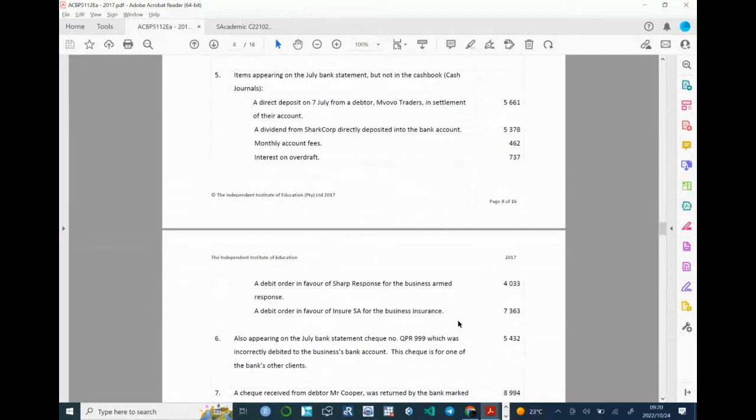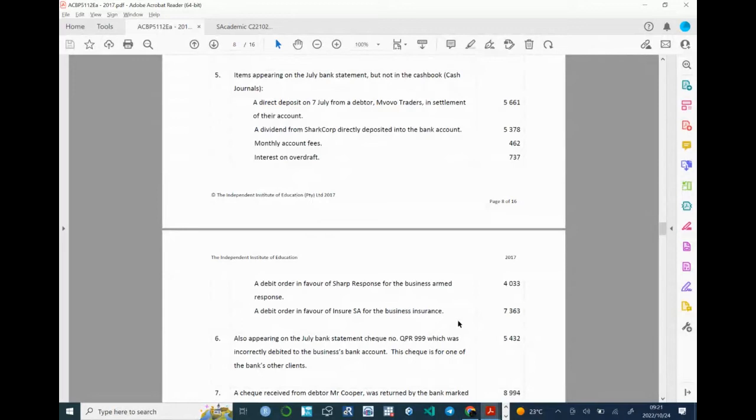Items appearing in the July bank statement, but not in the cash book. So the fact that it's in the bank statement, but it's not in our books, you know that already. These are things that need to be amended in our books. The question is, which one of our books? Is it going to be the cash receipts or the cash payments? Okay. At this stage, I'm sure this is not an issue because you guys have done several questions.